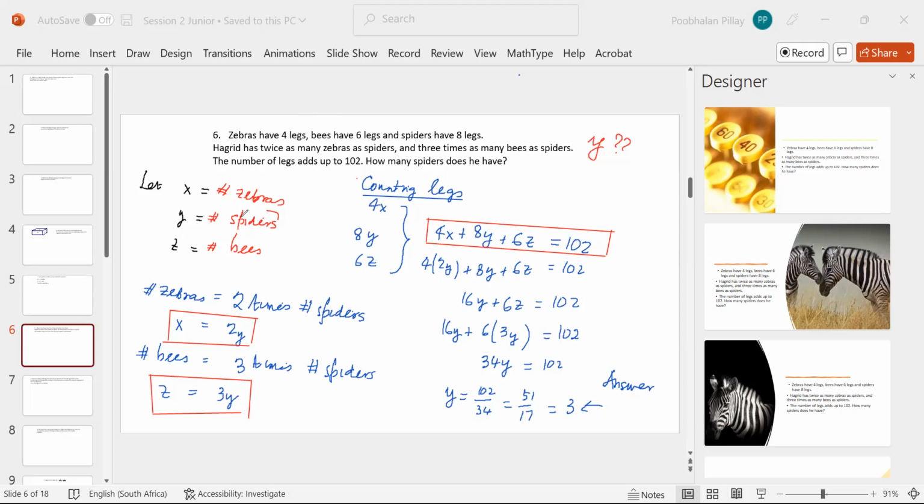Likewise, one spider has got 8 legs. Y spiders will have 8 times y, which is 8y legs. In the same way, one bee has got 6 legs, so z bees will have 6 times z legs. These give you the total number of legs of the zebras, the spiders, and the bees in this order. But they also tell you that the number of legs adds up to 102. So when you add up all the legs, you get 102. The total number of legs can be obtained by adding these 3 numbers, and that's how I got 4x plus 8y plus 6z equals 102. And I put that in a box.